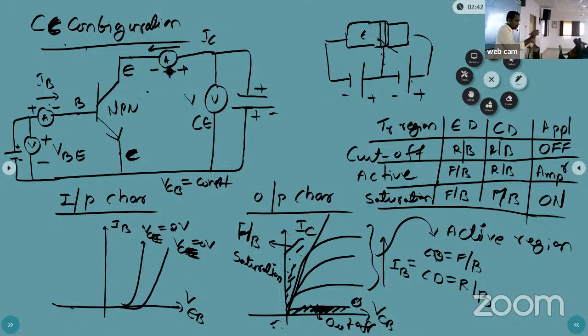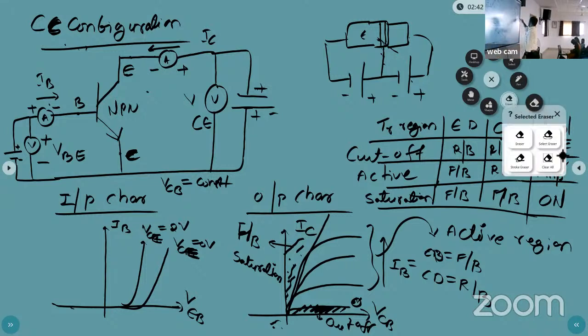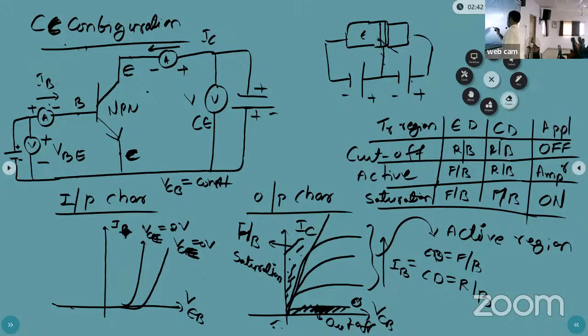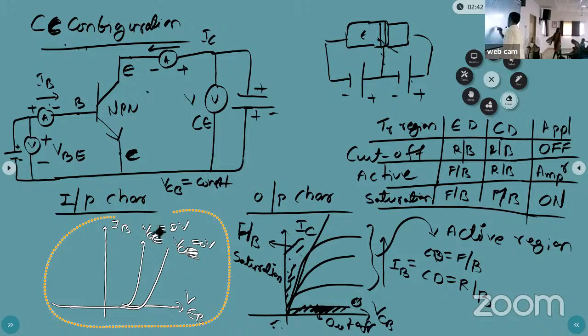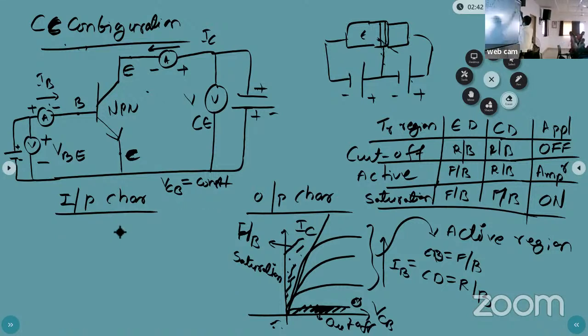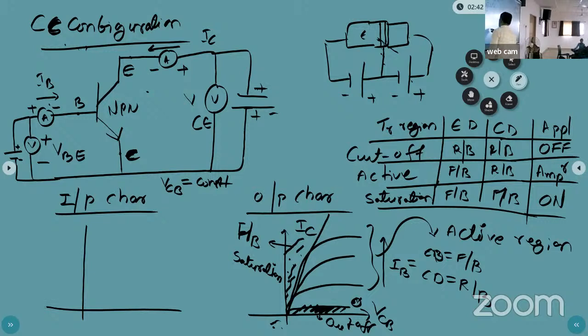IC is approximately equal to IE. That is, IE is approximately equal to IC. So we get the same characteristics, but the input will change. Input characteristics.